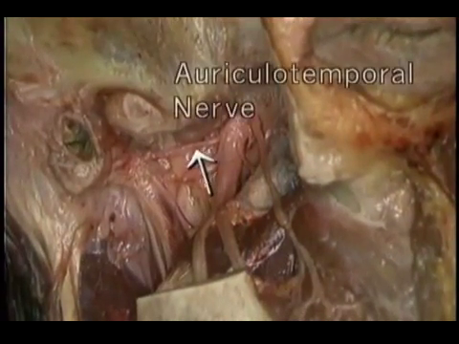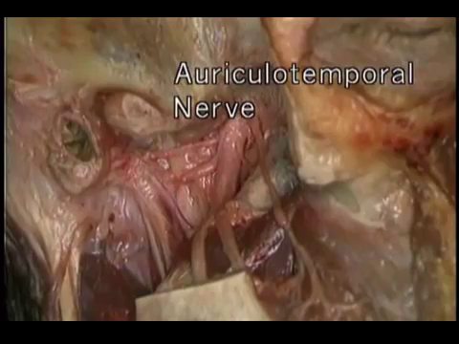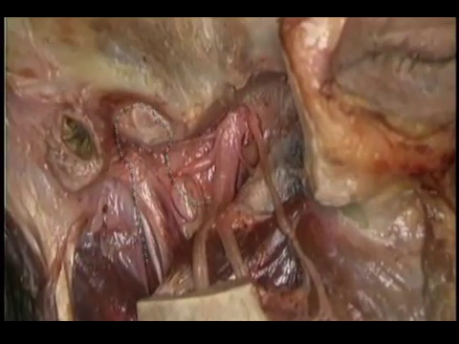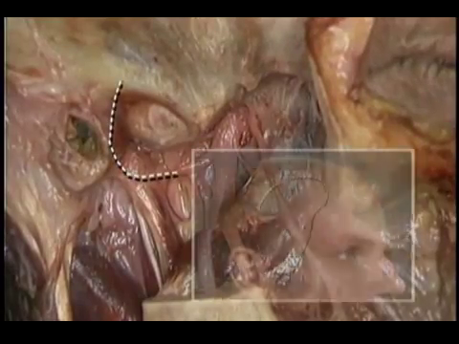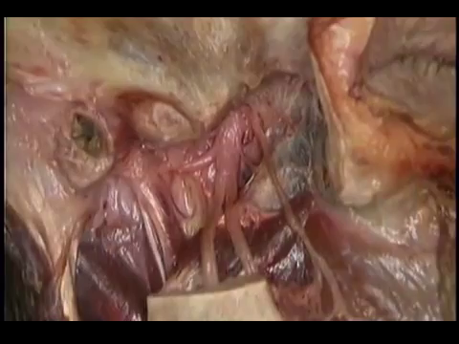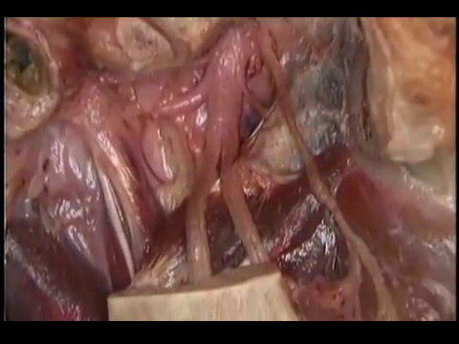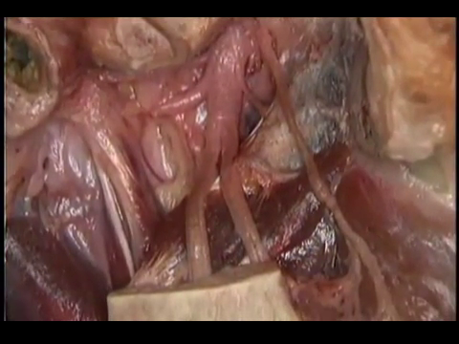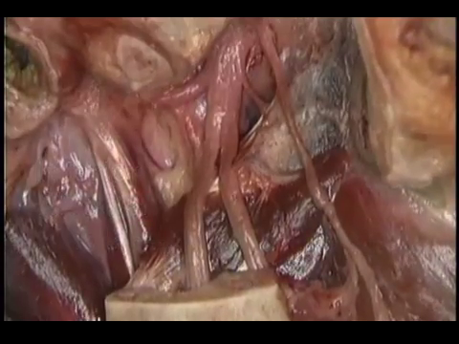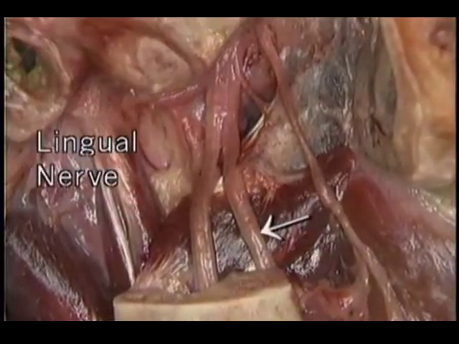This branch is the auriculotemporal nerve. It passes deep to the neck of the mandible, which is here, then runs upwards to supply sensation to this region on the side of the head. This leaves two major branches which run downward on the medial pterygoid muscle. They're the inferior alveolar nerve, and just in front of it, the lingual nerve.